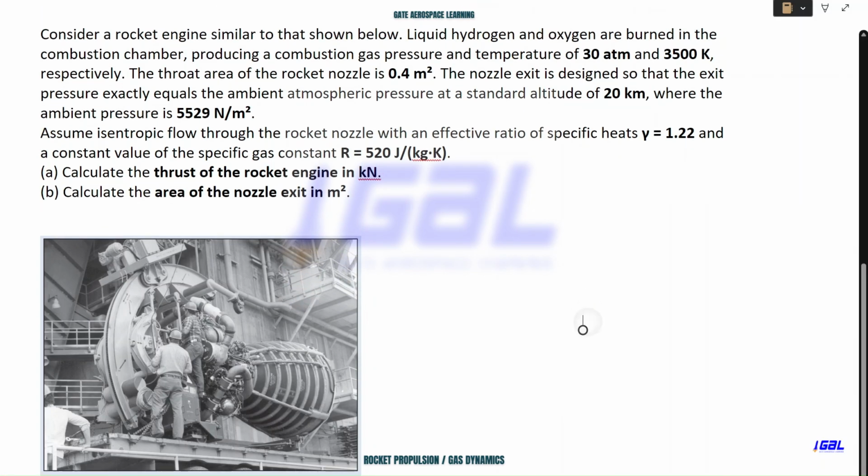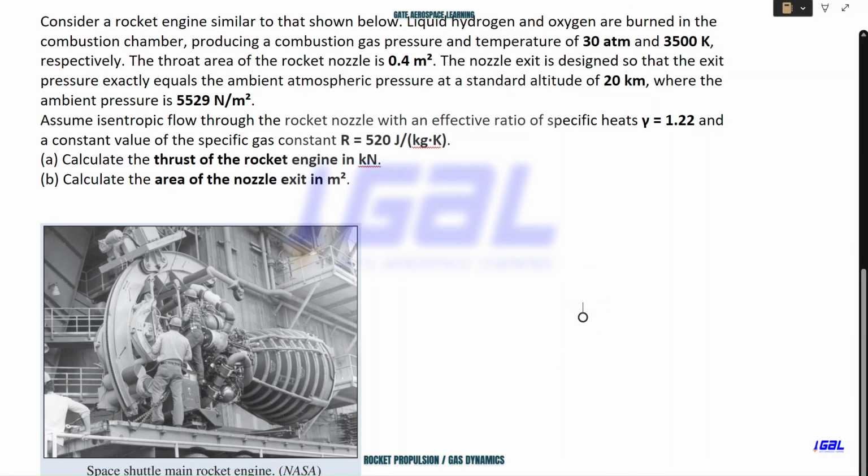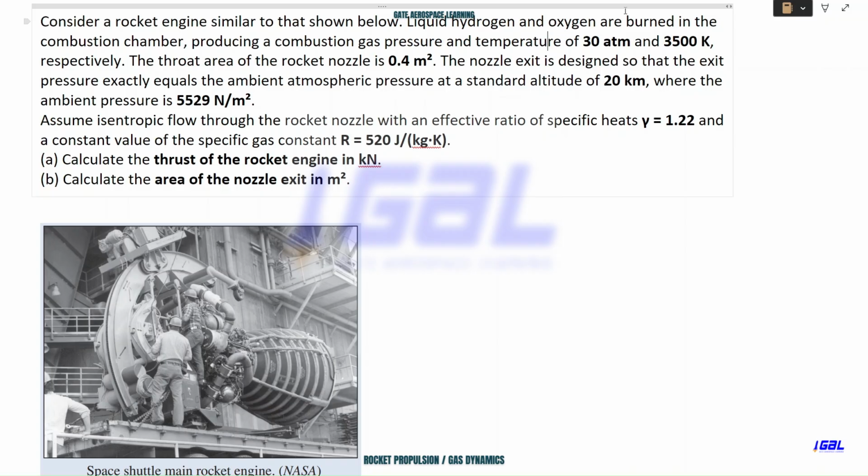So the question says: consider a rocket engine similar to that shown below. This is how an actual rocket engine looks. You will not clearly see it, but it is a convergent-divergent nozzle. Liquid hydrogen and oxygen are burned in the combustion chamber. Inside the combustion chamber, they burn liquid hydrogen as fuel and oxygen, which is required to oxidize the fuel, producing a combustion gas pressure and temperature of 30 atm and 3500 Kelvin, respectively.